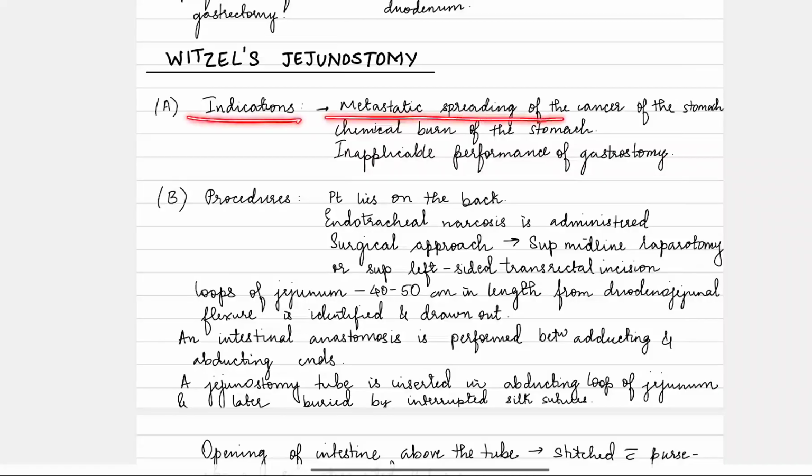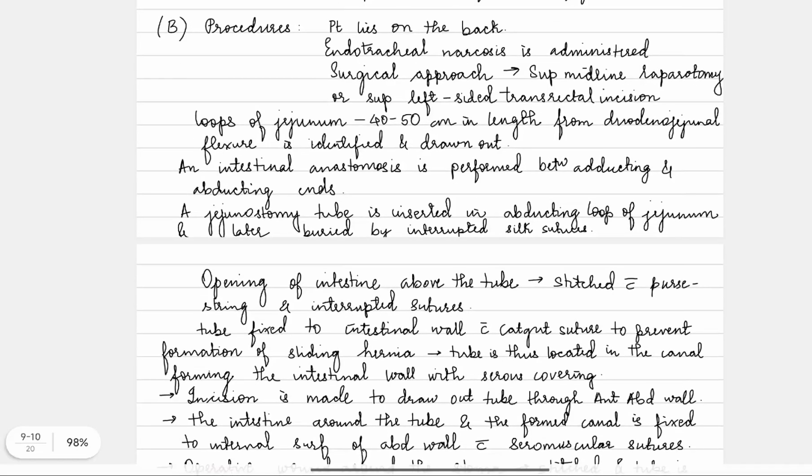Next is Witzel's jejunostomy. Indication is metastatic spreading of cancer of the stomach, chemical burn of the stomach, and inapplicable performance of gastrostomy. Procedure: the patient lies on the back, endotracheal narcosis is administered, and the surgical approach is superior midline laparotomy or superior left side transrectal incision. Loops of the jejunum 40 to 50 centimeters in length from the duodenojejunal flexure are identified and drawn out.